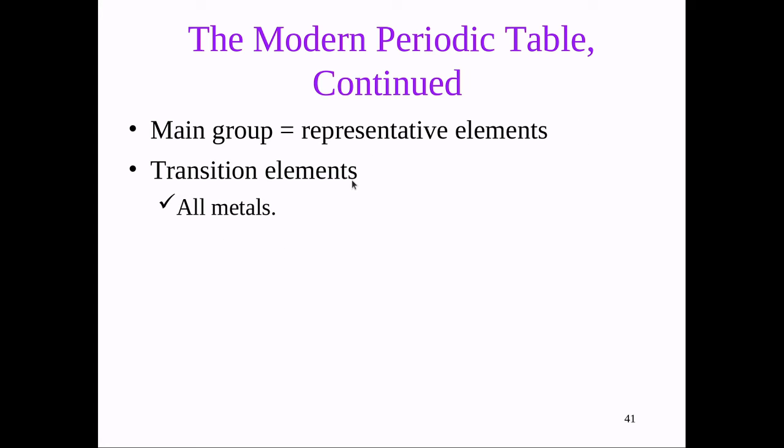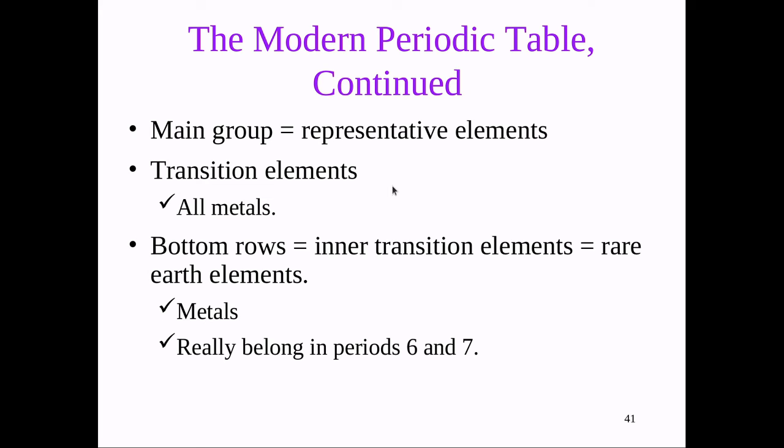Then we're going to have our transition elements. These are all metals, so they're often called the transition metals. And then we have the inner transition elements, or what they sometimes call the rare earth elements. And these are all metals, and they really belong in periods 6 and 7.